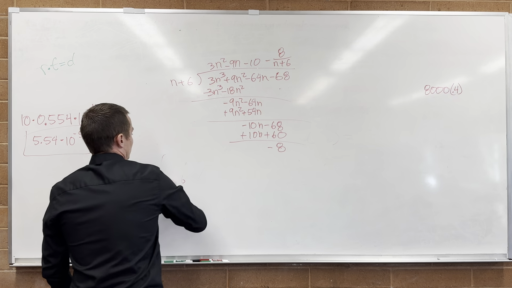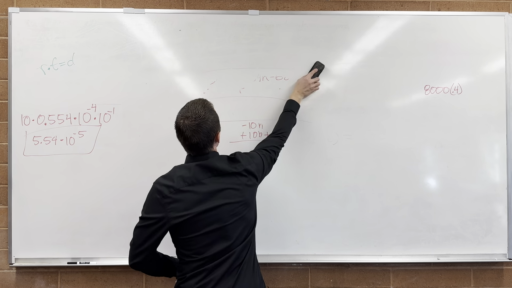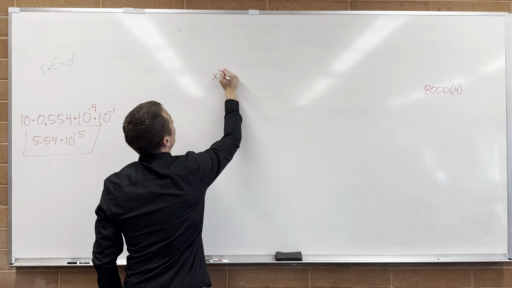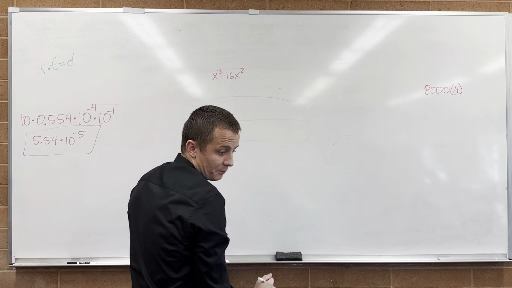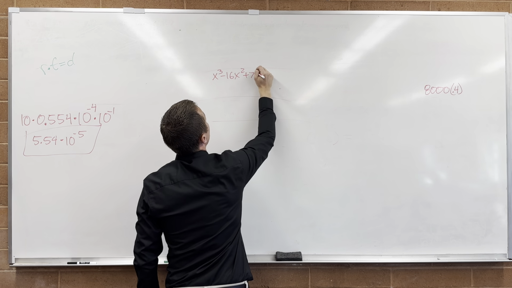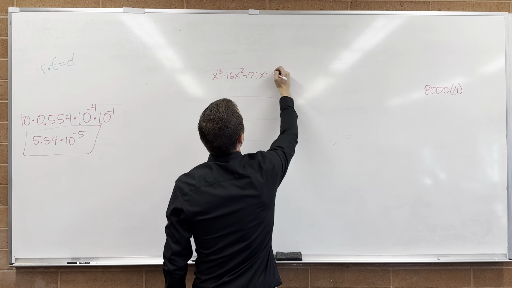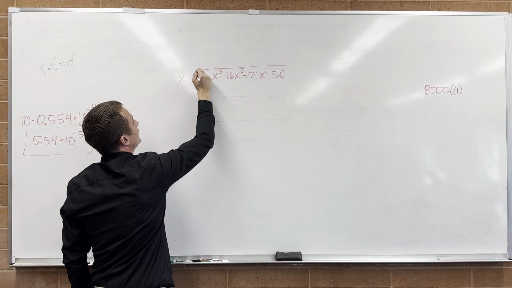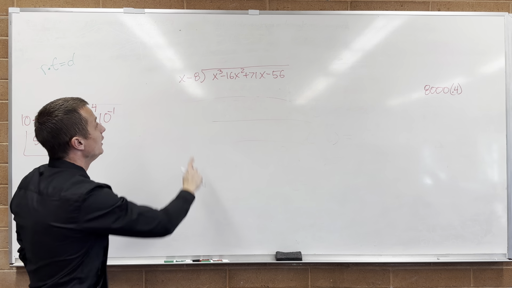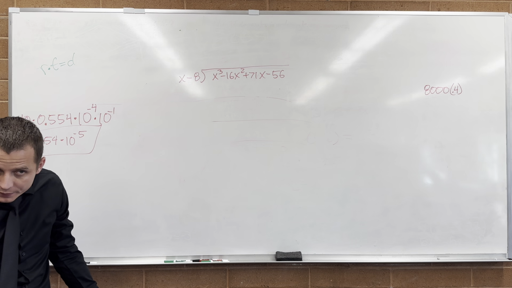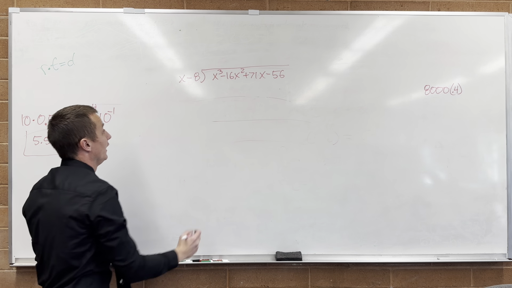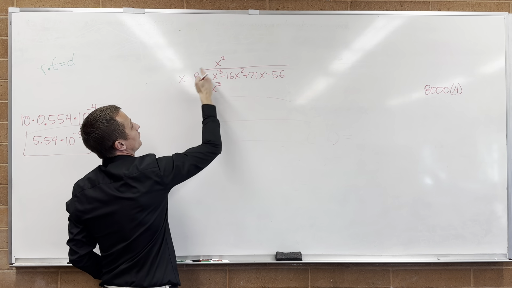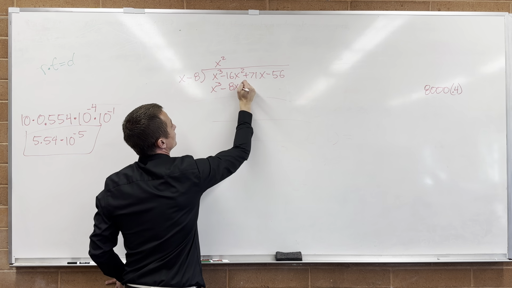And then another divide problem. Next divide problem, we have x cubed minus 16x squared plus 71x minus 56. And we are dividing this by x minus 8. How many times does x go into x cubed? X squared. So x squared times x gives us x cubed. X squared times negative 8 gives us negative 8x squared.